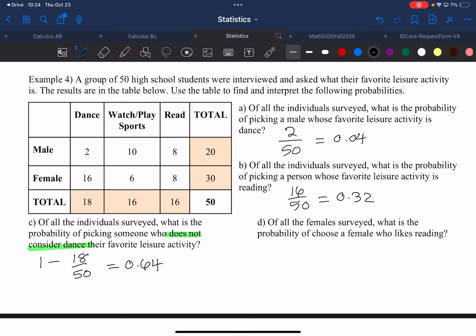D, of all the females surveyed, what is the probability of choosing a female who likes reading? Now we're only looking at females. How many total females are there? 30. How many like to read? 8. So 8 over 30 is 0.267, which means about 27% of girls like to read.